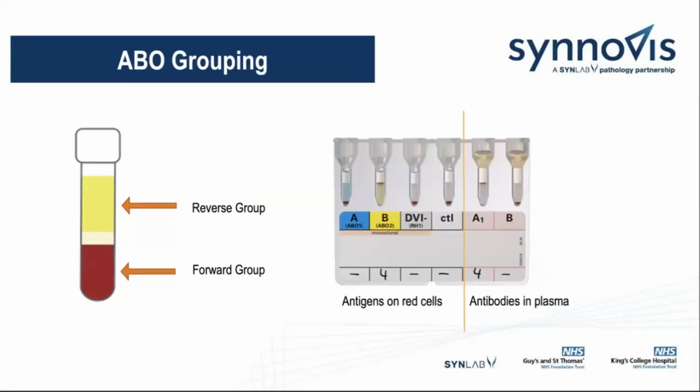This is just a quick recap of our grouping, as we require both of the red cells and the plasma. So in the grouping testing, we want to find out the patient's blood group. Therefore, we use the red cells to see what antigens are present on their surface, and this is known as their forward group, which you can see in the card is the first 4 wells. We then do a reverse group, which is to identify which antibodies are present in the plasma. So the ABO group is the only blood system in which these antibodies naturally occur. And from this, if the patient has the antigen, they will not have the antibody.